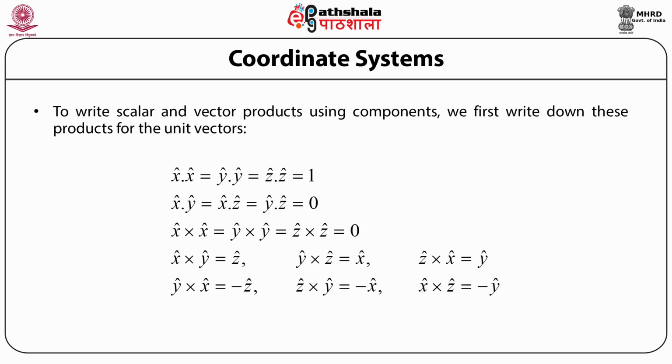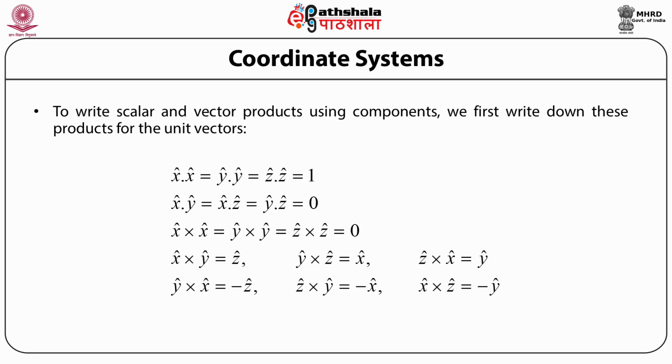Now, if we look at the cross product of unit vector x and unit vector y, it turns out to be equal to z. Similarly, the cross product of unit vector y and unit vector z turns out to be equal to unit vector x, and the cross or the vector product of unit vector z and unit vector x turns out to be equal to the unit vector y.